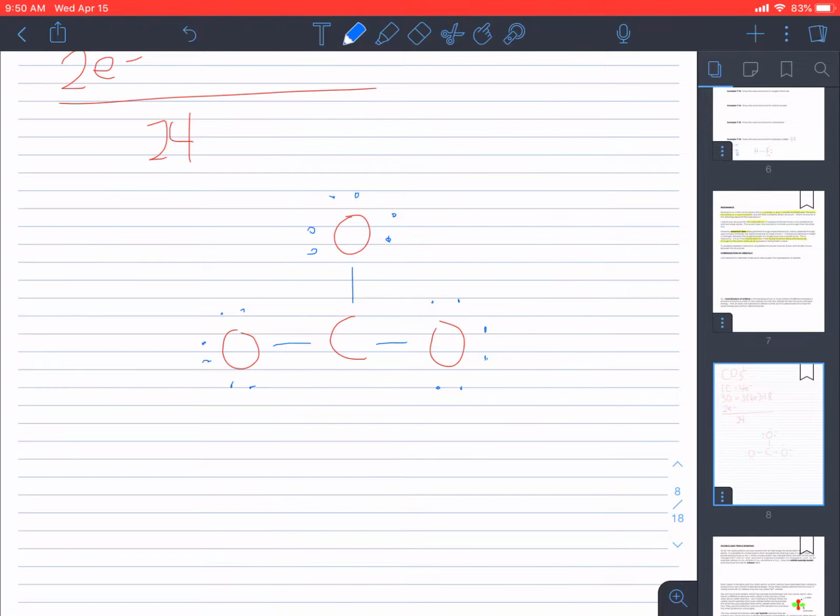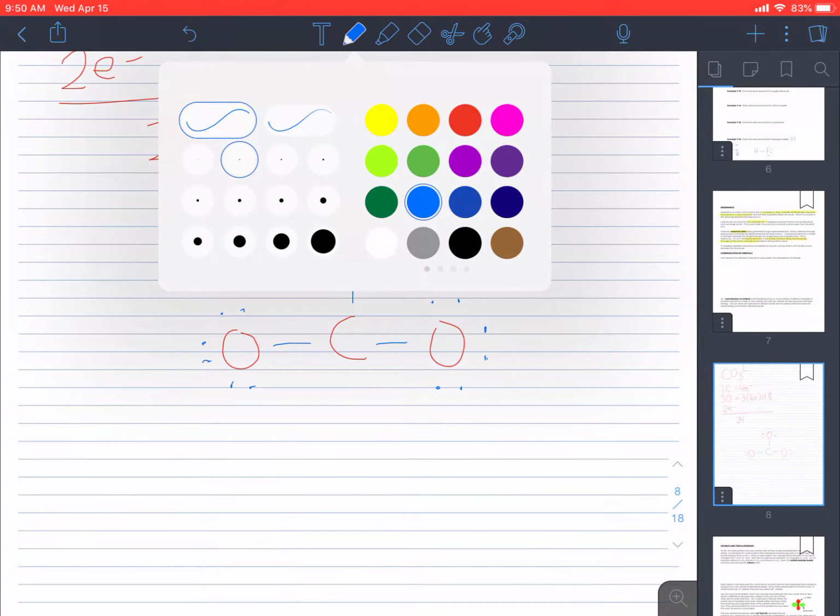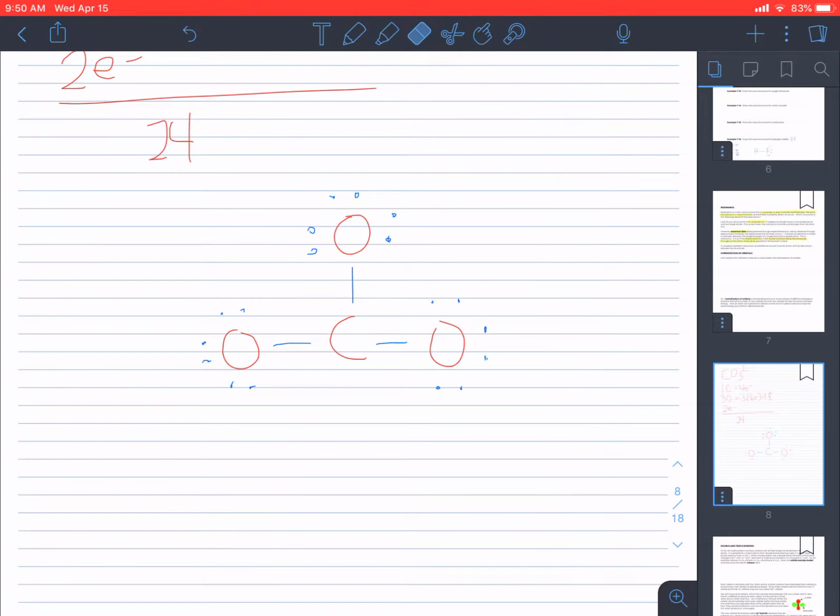Okay, so this is one where we wanted to make carbon happy. So we erase a pair and we make a double bond. Now all the atoms are satisfied.